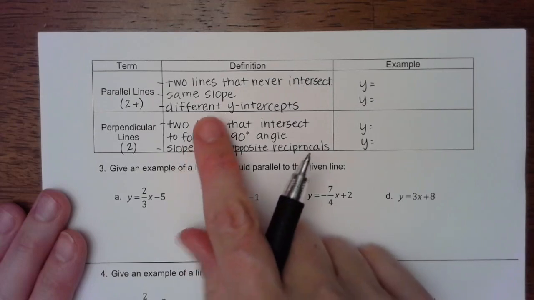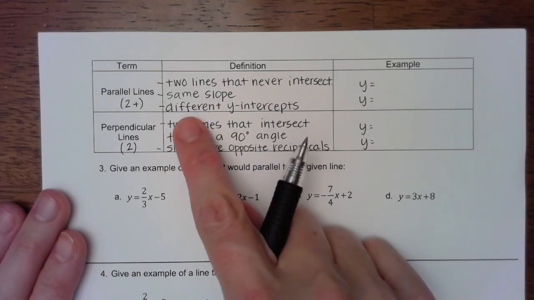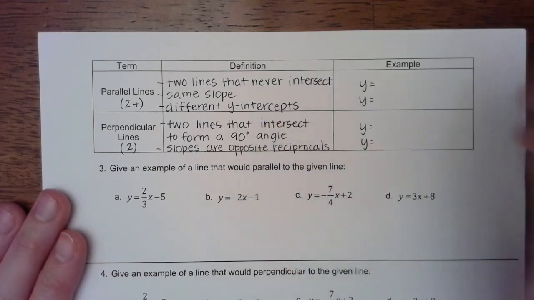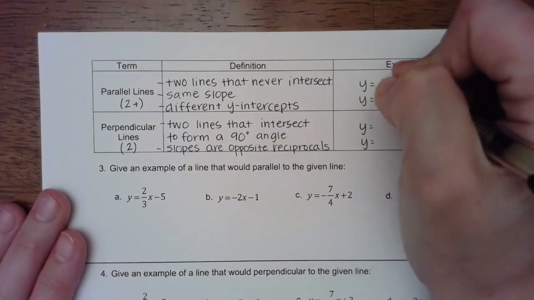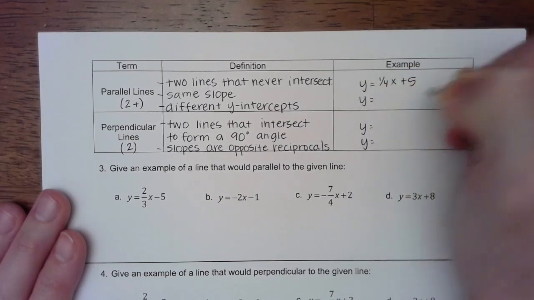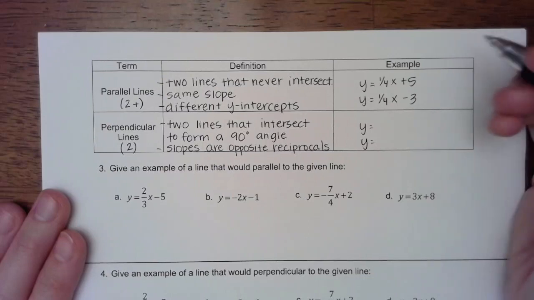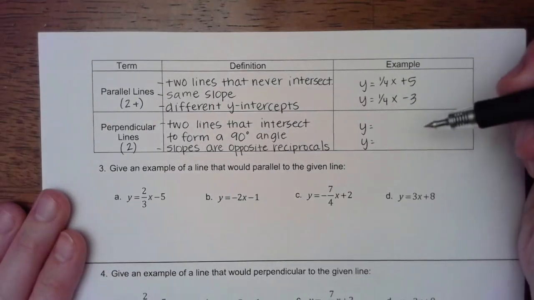Parallel lines are 2 lines that never intersect. They have the same slope and they have different y-intercepts. So if one of your lines was y equals 1/4 x plus 5, and your other line was y equals 1/4 x minus 3, these 2 lines are never going to cross each other.